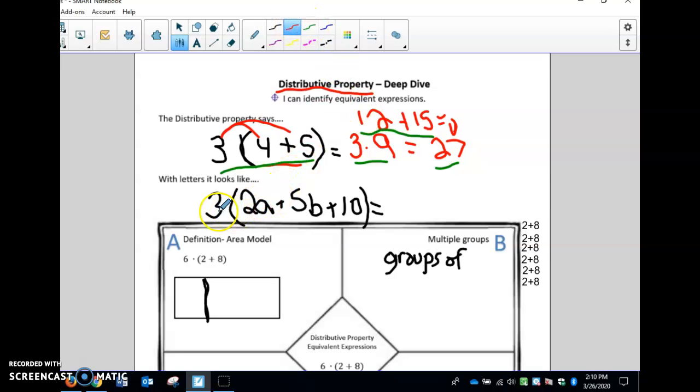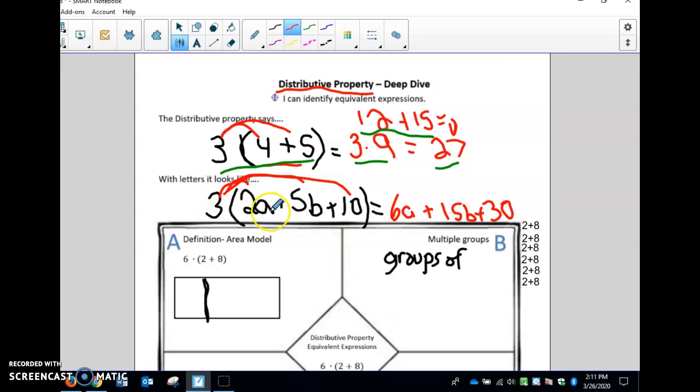With variables, it's the same kind of idea: I can distribute, or I can think of this as 3 groups of all of these things. I've got 2a plus 5b plus 10. Well, I'm going to do 3 groups of 2a, which I can determine is 6a. Then I'm going to do 3 groups of 5b, which is 15b. And then I'm going to do 3 groups of 10, which is 30. And when I have all 3 of those, that is an equivalent expression based on the distributive property.